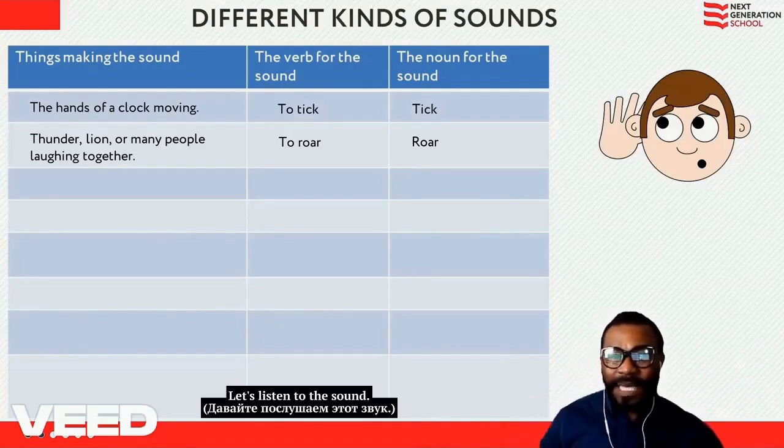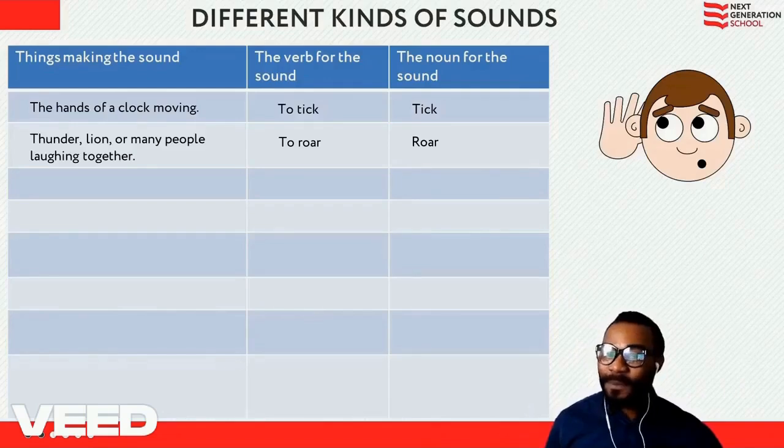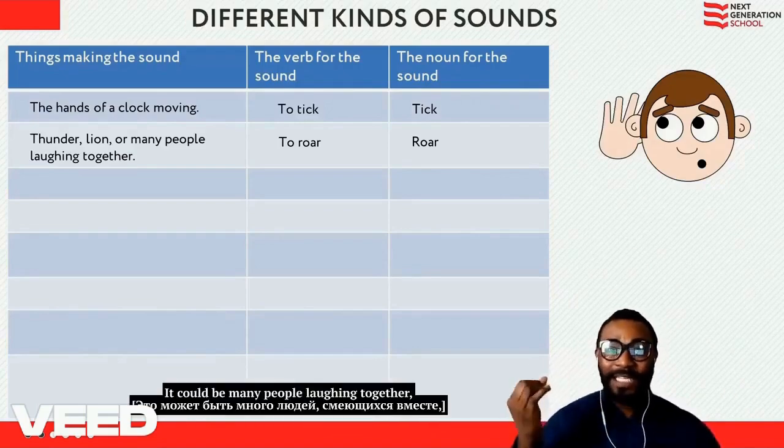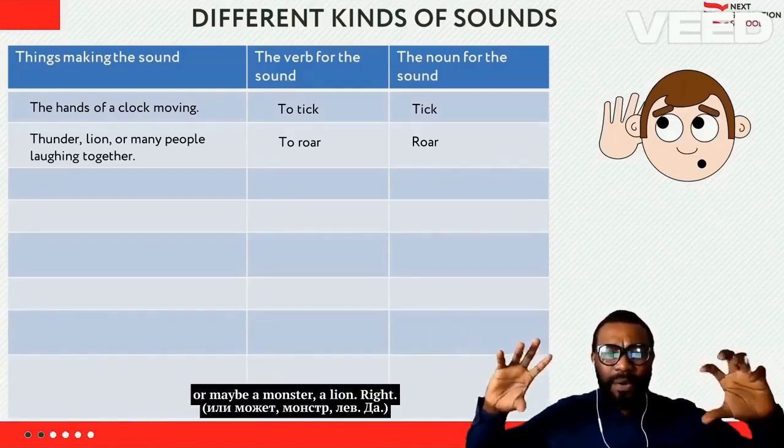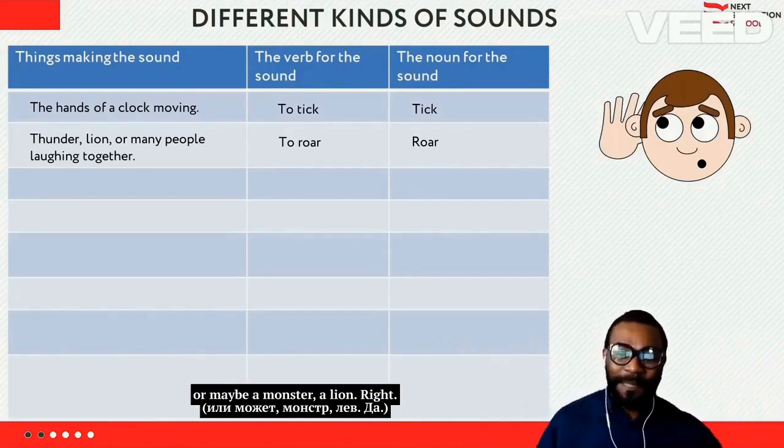Let's listen to the sound. Roar. So that's a roar. It could be many people laughing together, or maybe a monster, a lion, right? The next one.